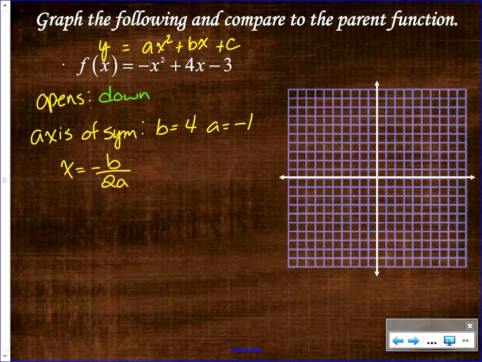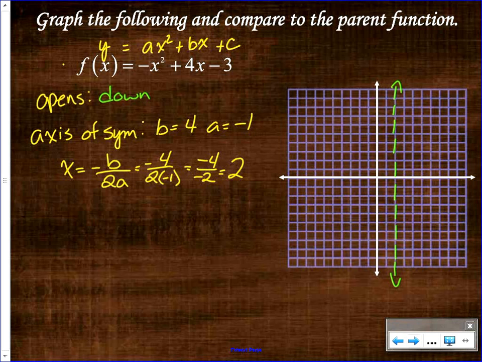I'm going to plug it in and find out what my axis of symmetry is. Minus 4 over 2 times negative 1, negative 2, jumping ahead. Negative 4 over negative 2 is 2. My axis of symmetry is 2. Because what is A? Right, the number with x squared is 1. Okay.